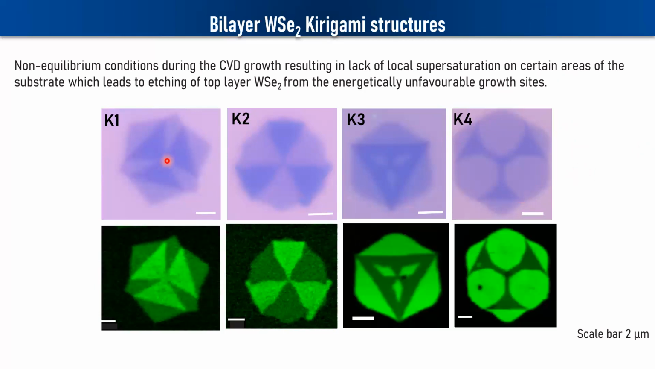So these patterns, if you just take an optical look at them, you cannot say whether it is a 2H type or 3R type stacking. Once we do this resonant Raman spectroscopy, now you can clearly identify that K1 and K2 have 2H stacking orientation, whereas K3 and K4 have 3R. Because of the contrast difference, you can clearly say what the stacking orientation is in the bilayer WSe2.